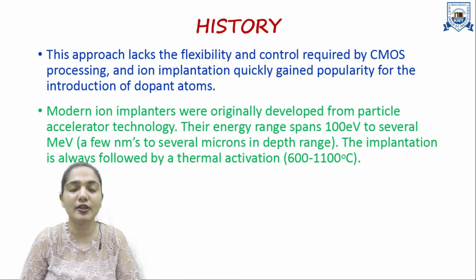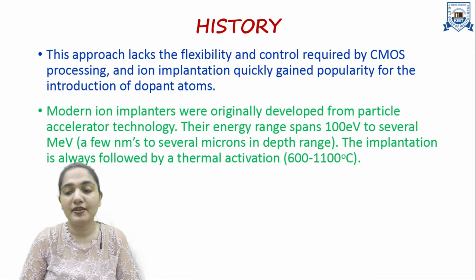of dopant atoms. I was talking about all of the advantages associated with the ion implantation process in the previous video. You can see why it became so popular. Modern ion implanters were originally developed from particle accelerator technology. I told you that we require the bombardment of ions on the substrate. For that we require particle accelerator technology. Their energy range spans 100 electron volts to several mega electron volts, and a few nanometers to several microns in depth range. The implantation is always followed by a thermal activation.